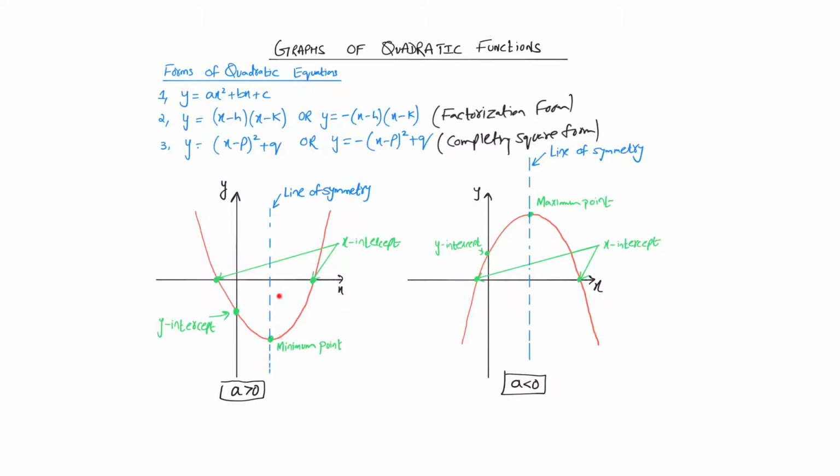And now the line of symmetry. The line of symmetry is a line which divides the curve or the quadratic graph into two equal halves. So this is the line of symmetry which must pass through a minimum point. This is the line of symmetry over here which must pass through the maximum point. The line of symmetry would divide the entire graph into two equal halves.